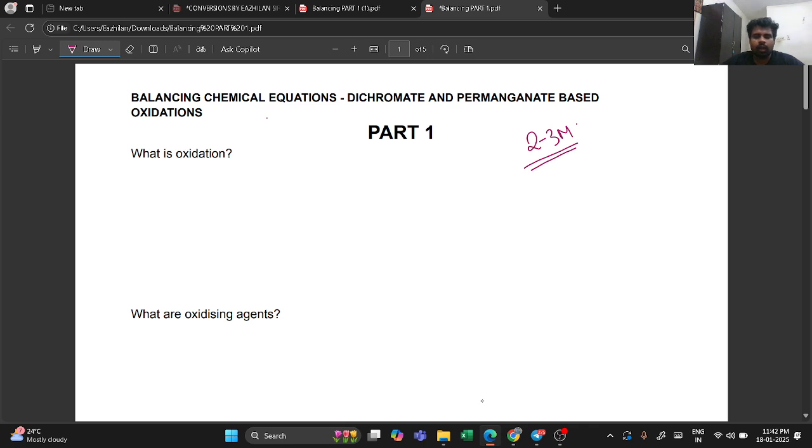In the textbook, hardly there are around 7 to 8 balancing reactions, out of which they are giving you 2 to 3 marks. Okay, so without balancing the chemical equations, we cannot expect a board exam question paper. So I want all my students to secure full marks in balancing the chemical equations.